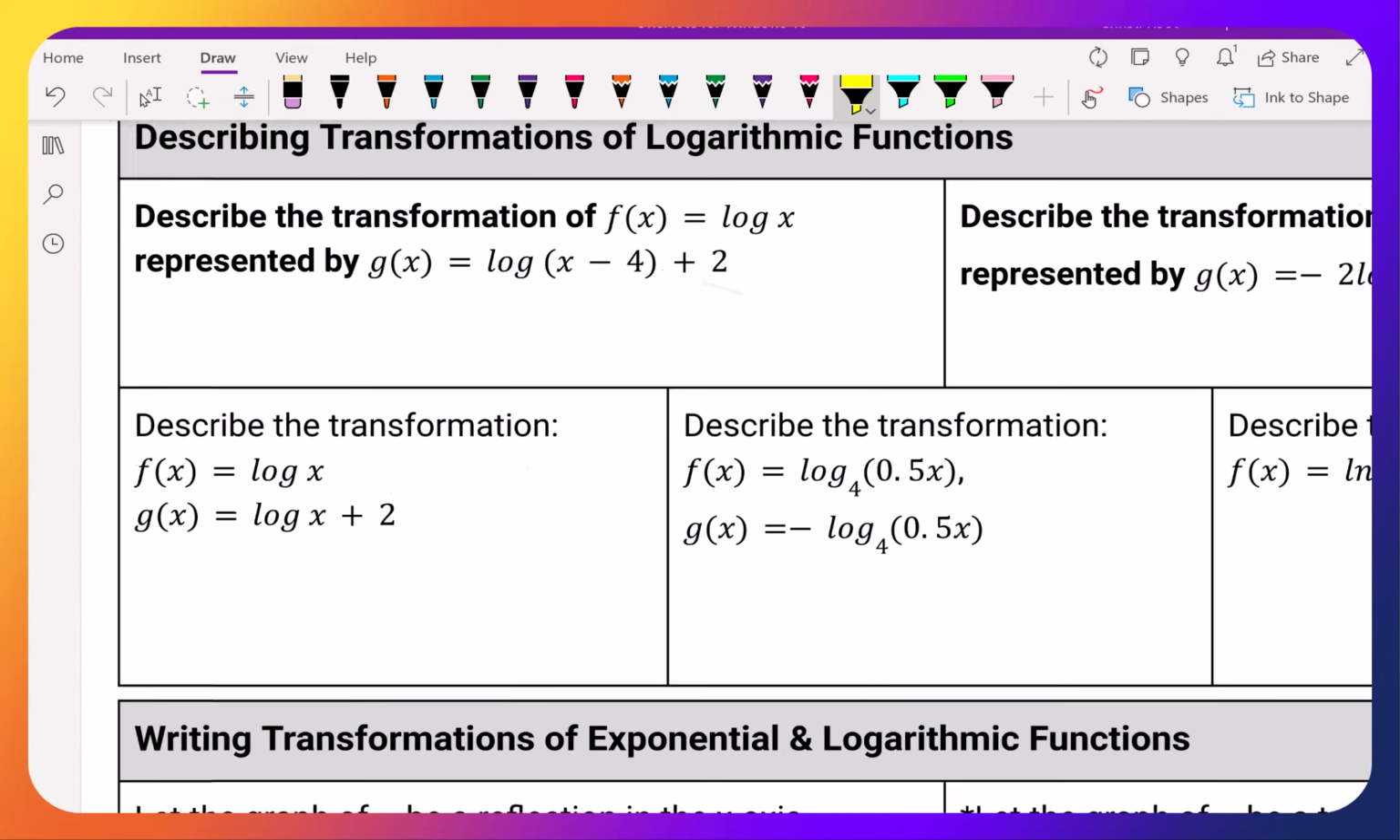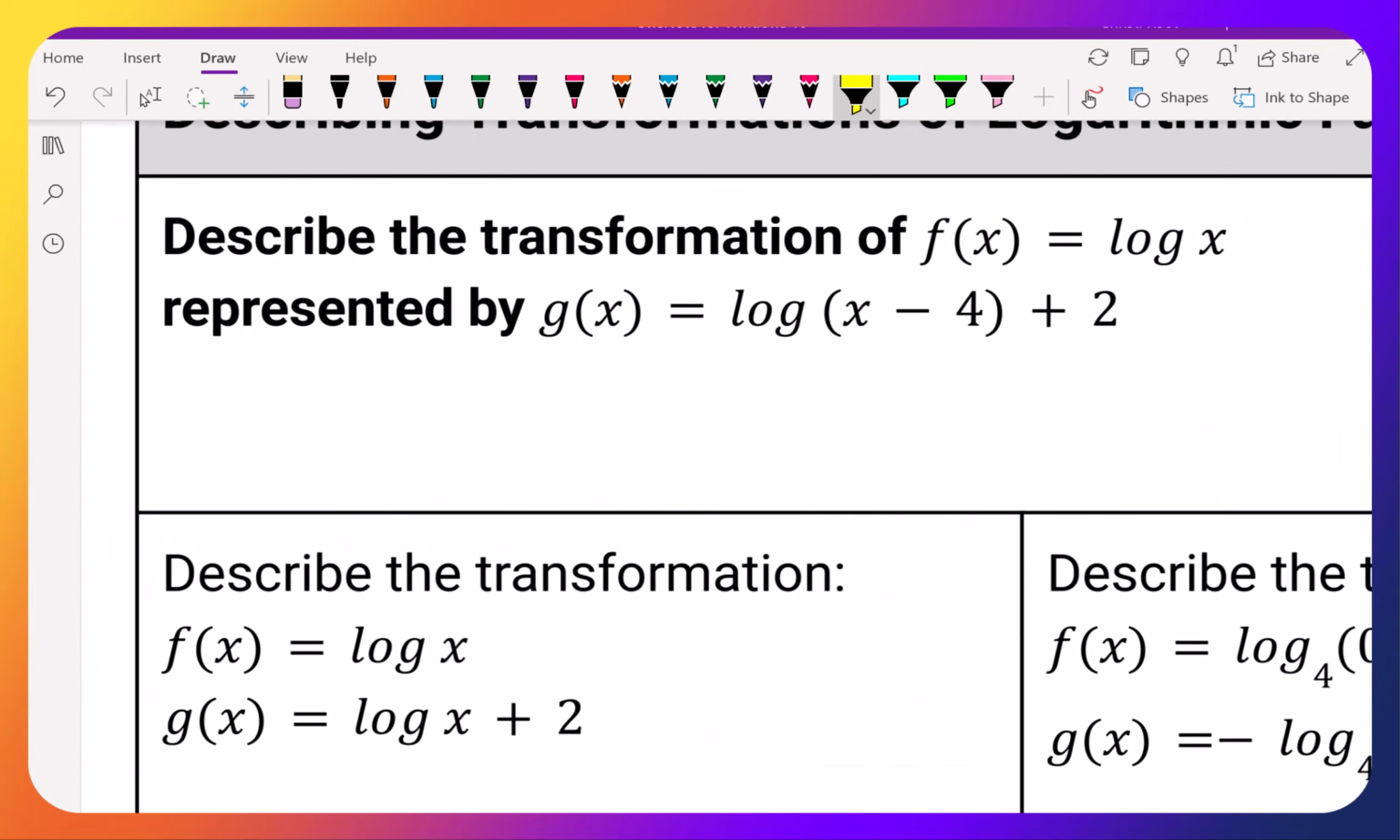All right, let's look at our first example right here. So use your highlighter, highlight what has changed. So you started with log of x, and now all of a sudden you have log of x minus 4 in parentheses plus 2. Okay, so the difference here, we've got a minus 4 in the parentheses, and then we have a plus 2 outside parentheses. So the minus 4 in the parentheses, we're subtracting from the x. That means right 4. And then this one means that you're going to go up 2.